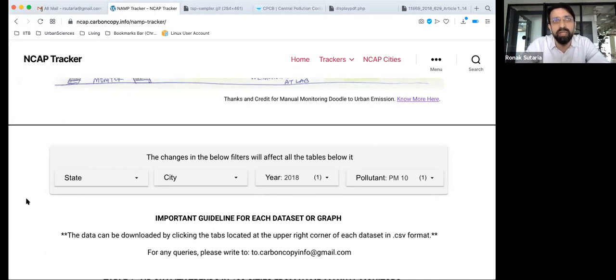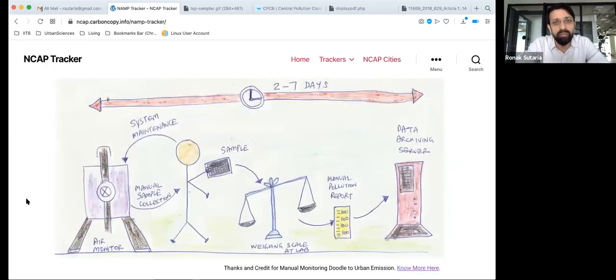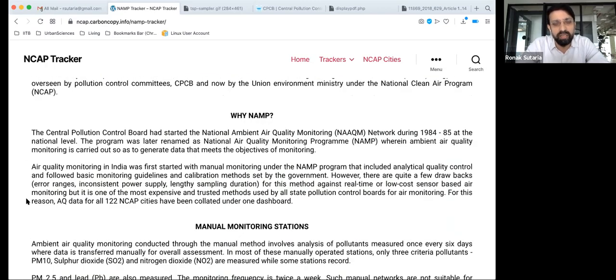And in times like COVID, these kind of monitors become an even bigger challenge. I don't know how much data is going to be reported for 2020. So that's one of the inherent challenges.